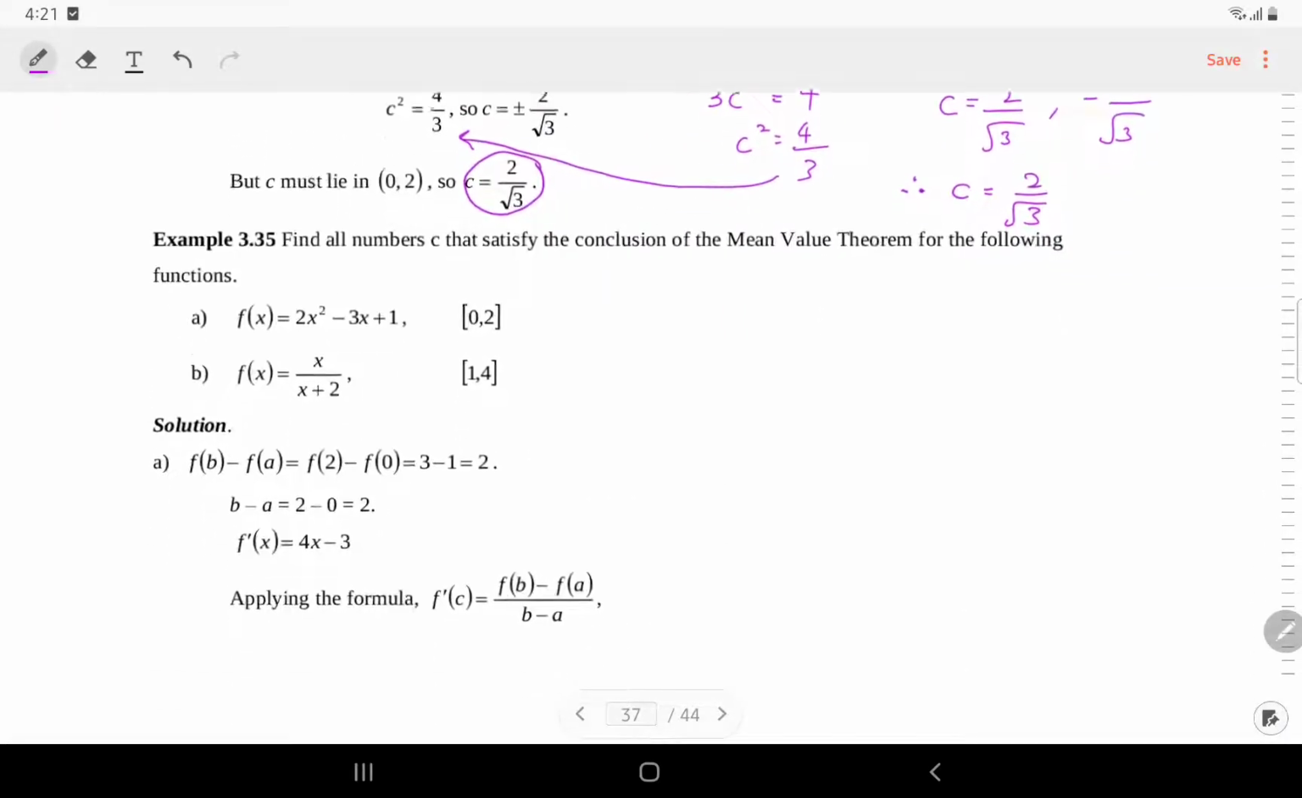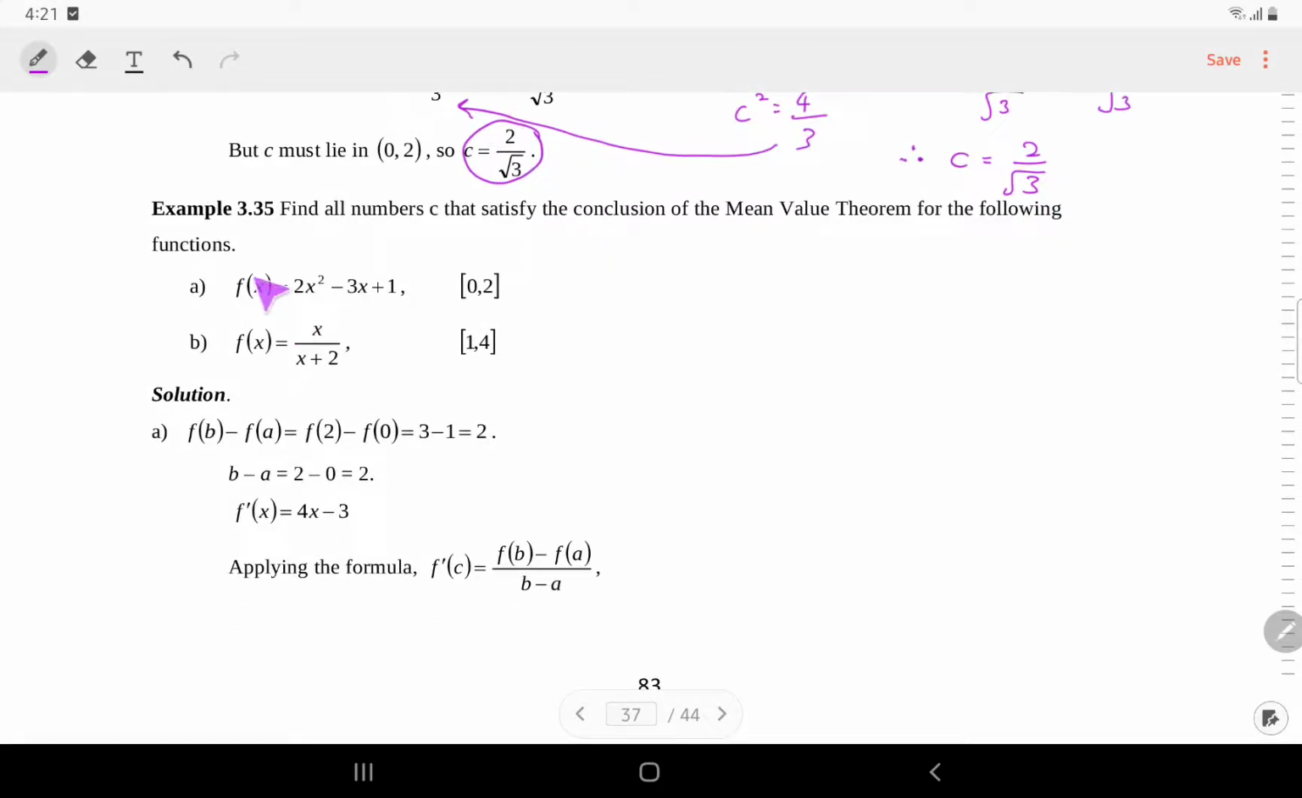Another example here. Okay, you're given this function and this interval. So, you need to make sure that your final answer must lie between this interval. Okay, between 0 and 2. And for this question, you need to make sure that your answer is between 1 and 4. Okay, so we are applying this formula. Okay, kita tengok yang ni soalan yang ni.